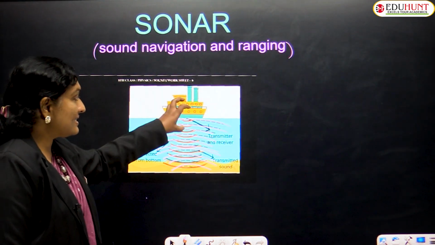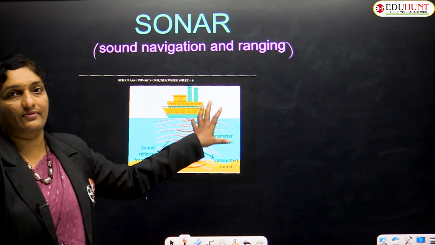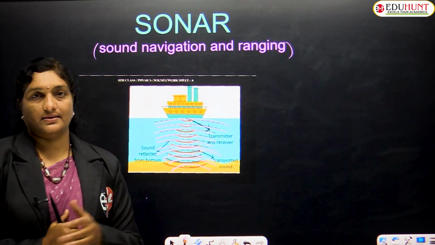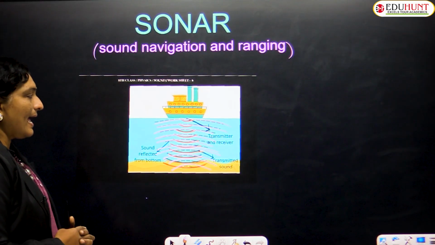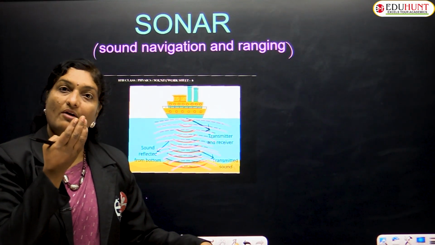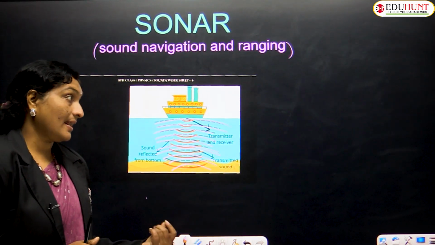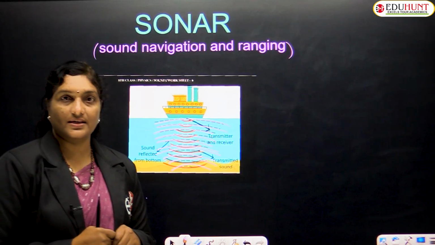These reflected sound waves are received and recorded by the receiver, which is also attached to the device. Got it, children? So the waves are sent, reflected back in the form of an echo, and then the depth of the sea is calculated. Let us try to understand how the depth of the sea is being calculated.